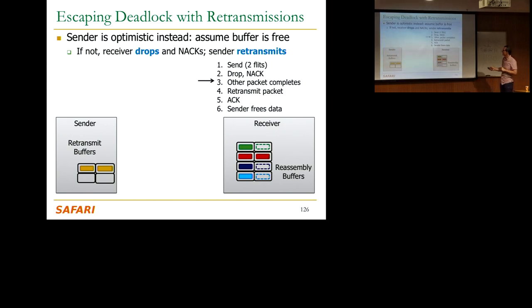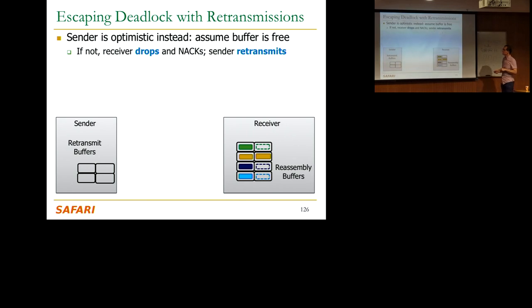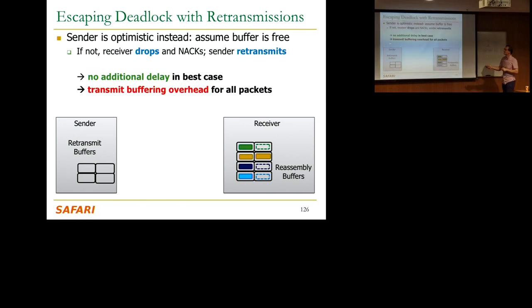We're going to get back to that. Some other packet completes, and the sender happens to retransmit this packet after some point. It just happens to decide that, and then now it gets an acknowledgement, and the sender can free the data. As you can see over here, there's no additional delay in the best case. In the best case, there is a buffer that's free over here. That's good. But you need transmit buffering overhead for all packets. You need to wait until NACK or ACK, which means that the buffers over here become larger. So maybe we make these small, but these become larger now.